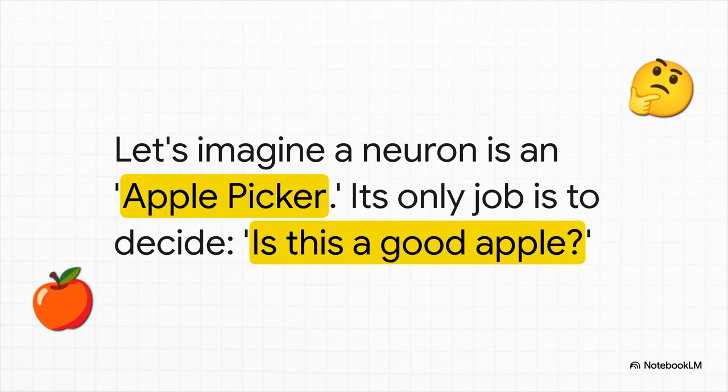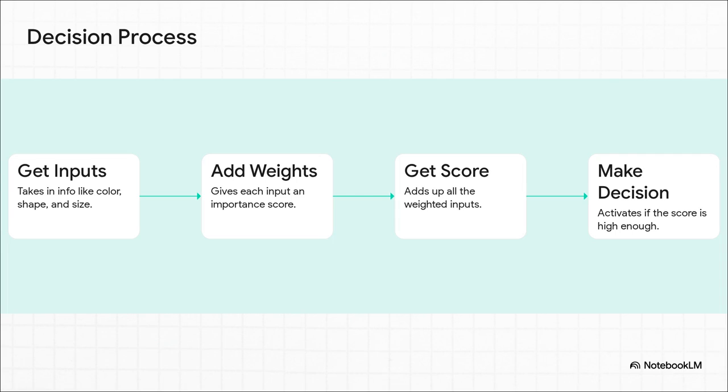Just imagine this little neuron is a tiny worker we'll call the apple picker. Now this apple picker has one job and one job only, to look at an apple and make a call. Is this a good apple? That's it. It's a simple yes or no. And our little apple picker has a very simple four-step process. First, it gets its inputs. It looks at the apple's features, its color, its shape, its size.